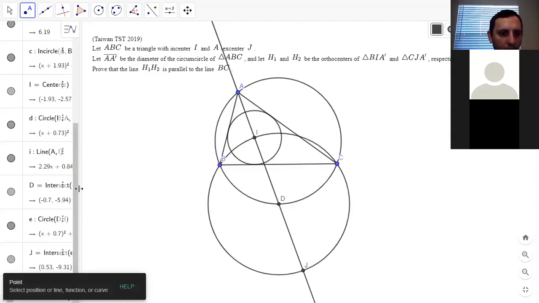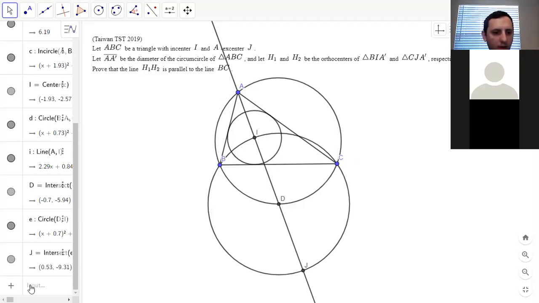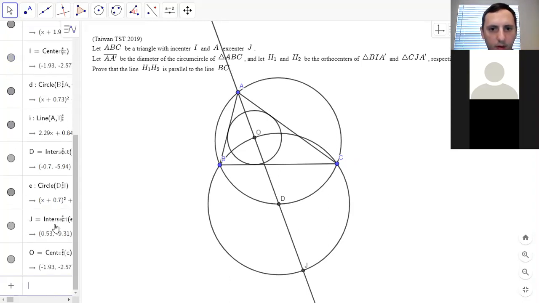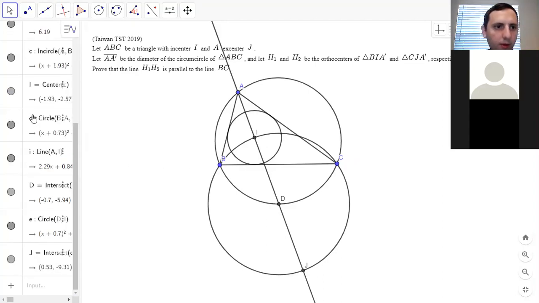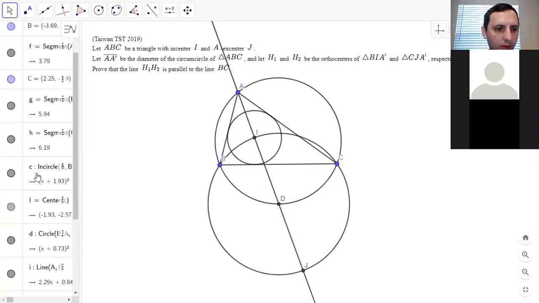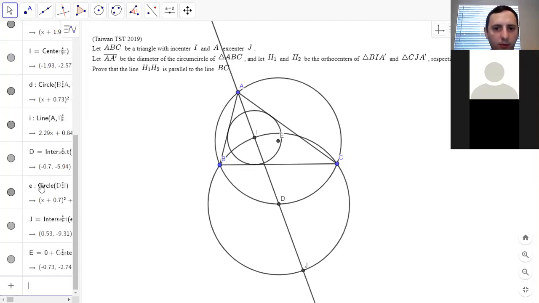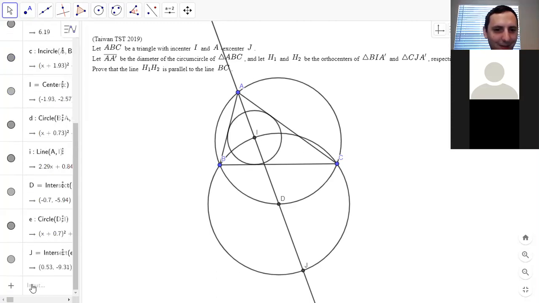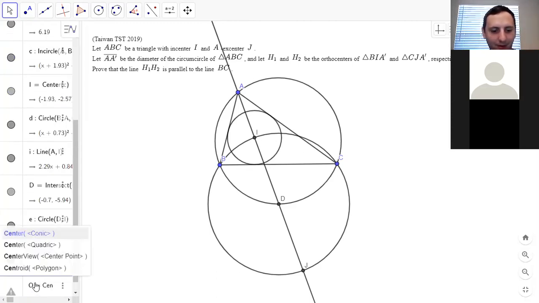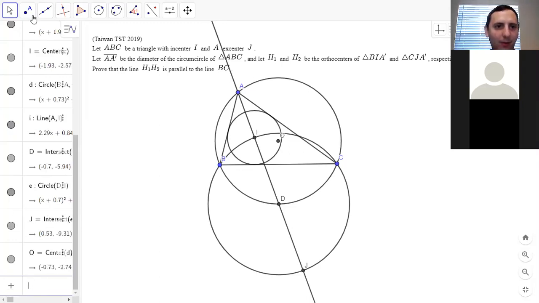Oops. Why didn't that work? Oh, whoops, that's the wrong circle. We want the center of D. Okay, so O is the center of D. Sorry, I will get it right this time. O equals center of D. There we go. Reflect A across it, so we get A prime.